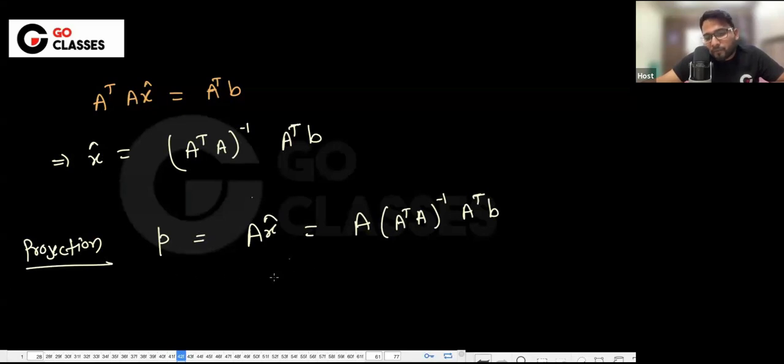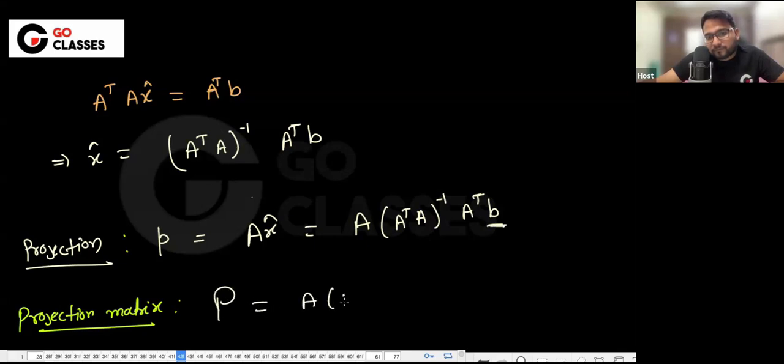From this, can you tell me the projection matrix? Once you have the projection, you can always get the projection matrix. What is the projection matrix? Anything apart from this b, right? Okay, this is the projection matrix. By the way, you can't open up this inverse inside, because A itself might not even be a square matrix. A may be a rectangular matrix, so the inverse might not even be defined. So don't take this inverse inside.